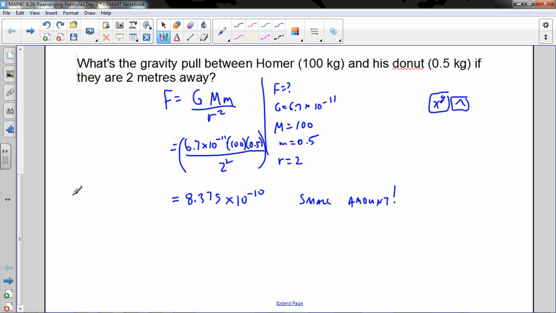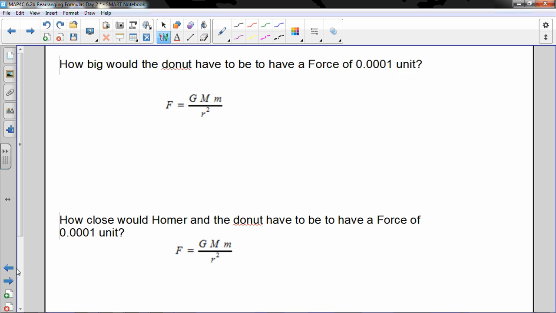Okay, let's keep going. How big would the donut have to be to have a force of 0.001? Notice that in scientific notation, this is 1, 2, 3, 4 places. So this is actually 1 times 10 to the minus 4. This is a lot bigger number than we just looked at. So this is a lot more force of gravity. Still not very much, but how big would the donut have to be? Well, let's figure it out.